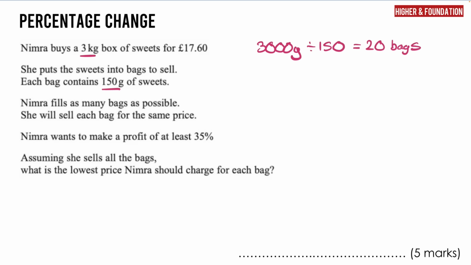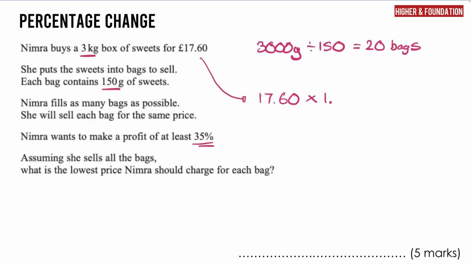What's the lowest price she should charge for each bag? Well, we want to work out this 35% profit. We can treat it almost as a multiplier, or we could use a non-calculator method, work out 35% and add it on. So for £17.60, I think the easiest way is just to use a multiplier like we do with compound interest, except we're just going to use a 1 multiplier.